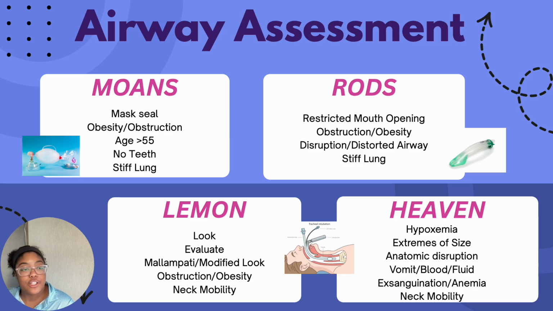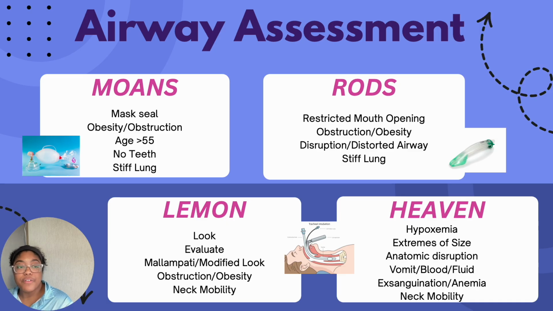So our next two mnemonics that we're going to use are going to be LEMON and HEAVEN. These two are going to be used for intubation. LEMON, I feel like, is better for a more controlled in-hospital setting. It's also a little bit better when using direct laryngoscopy, whereas HEAVEN, I feel like, is better for an out-of-hospital setting and when using video laryngoscopy.